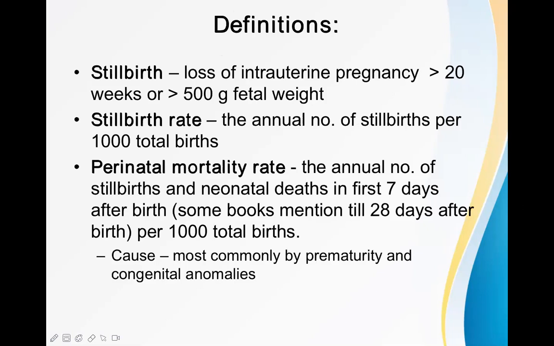Stillbirth rate is the annual number of stillbirths per 1000 total births. Annual means per year, in 12 months. In that hospital, in that place, in that country, how many cases of stillbirths are there? This is called stillbirth rate, and it is always calculated for 1000 total births.